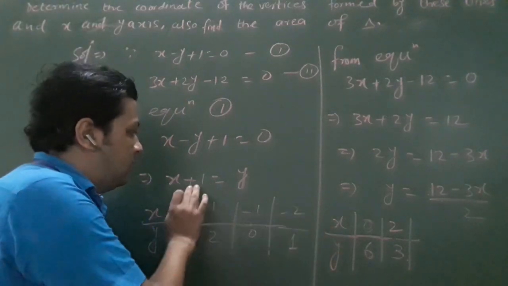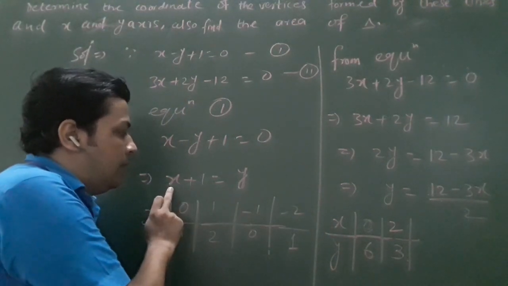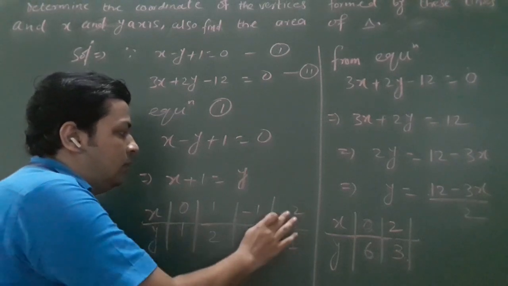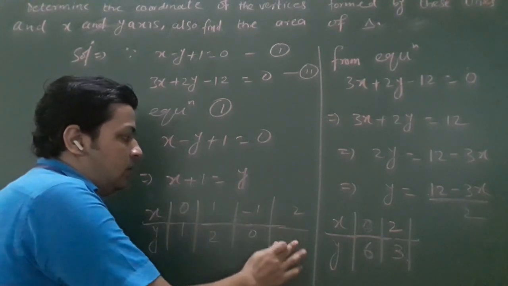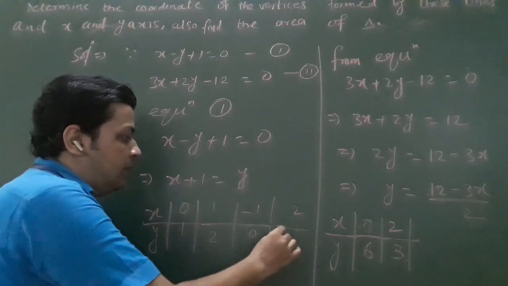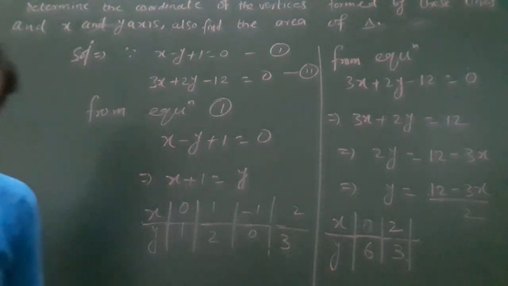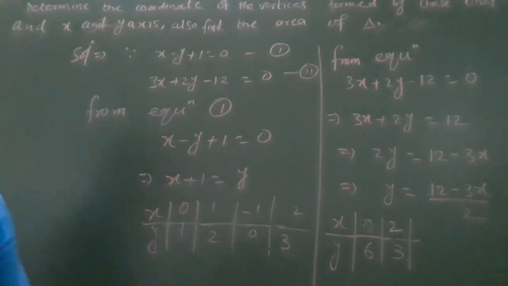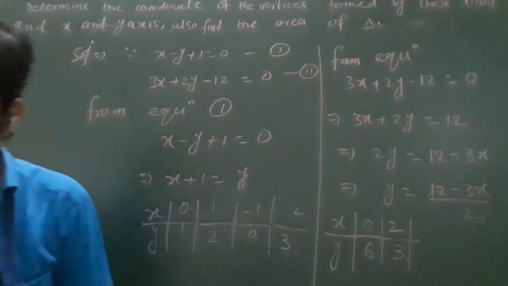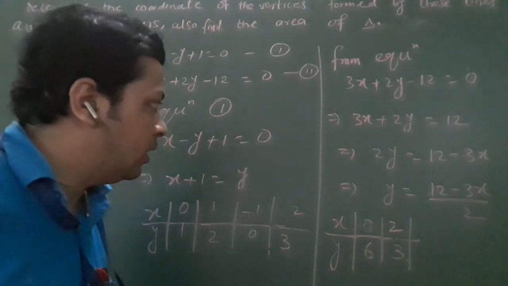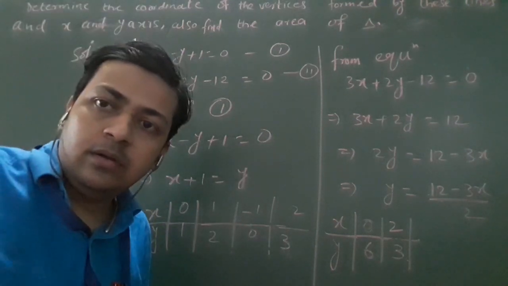Now here also you can say that if I take x is 2, it will be 2 plus 1 is 3, so better is to take x is 2, then y will be 3. Got it. Now because it will be the common solution in both equations, that's why I have taken it. Now come to the graphical representation.